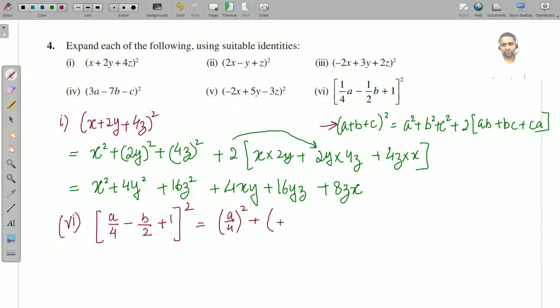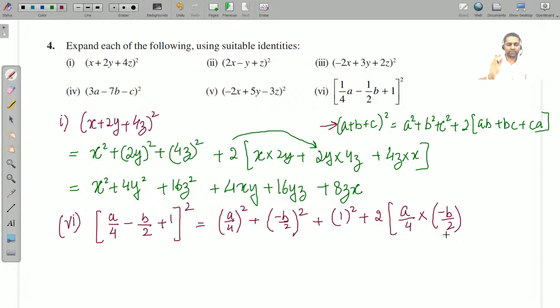b equals to negative b upon 2 whole square plus c whole square plus twice of a times b. Okay, you have to make sure that negative sign is retained. Negative of b upon 2 times c, that is 1, plus 1 times a, that is 1 times a means a upon 4.